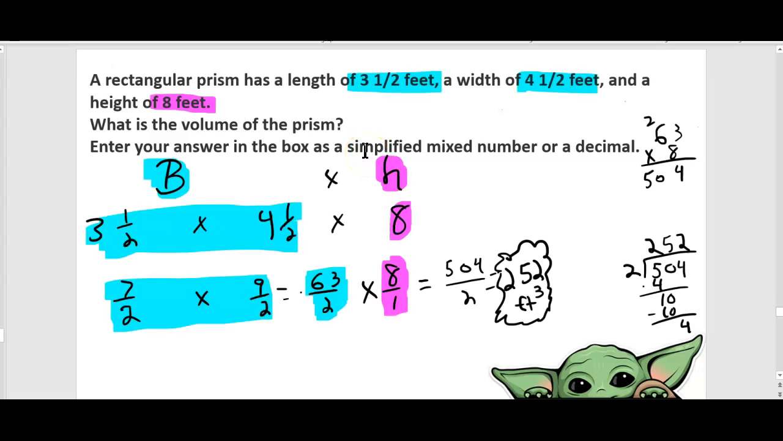So let's see. There it is. There's the work. Base times height. These are the different ways you can do it. Pause the video. Same thing I just showed you. Did you get it? I knew you could do it.